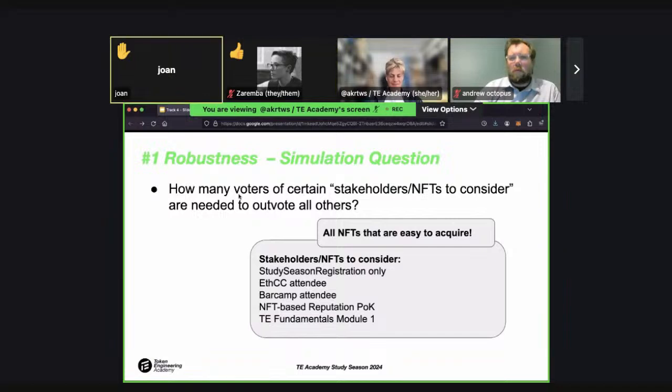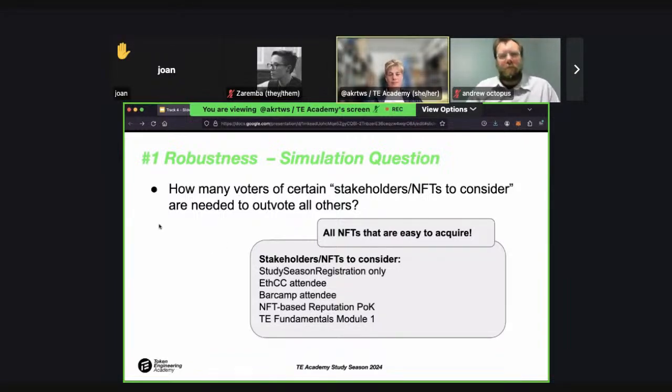I have a question about the two NFTs about ECC and Barcamp. Since these events were in the past, can people still acquire these NFTs? Or, I mean, is there a real reason to be worried that suddenly a lot of people would get these NFTs? No.